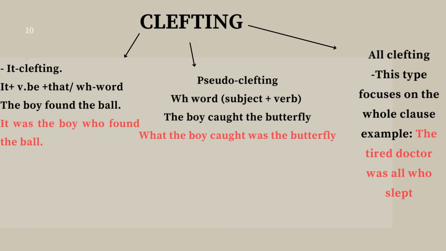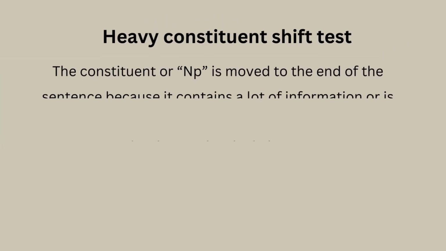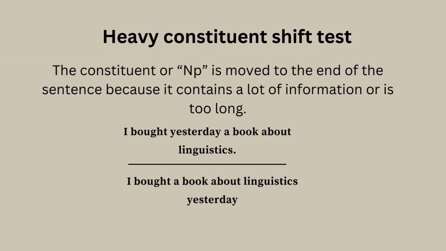The third type is all-clefting. This type focuses only on the whole clause. Example, the tired doctor was all who slept. Heavy constituent shift. In this test, the constituent is moved to the end of the sentence. It is used in sentences that contain a heavy noun phrase that may contain a lot of information or be too long. For example, I bought yesterday a book about linguistics. So it will be I bought a book about linguistics yesterday.